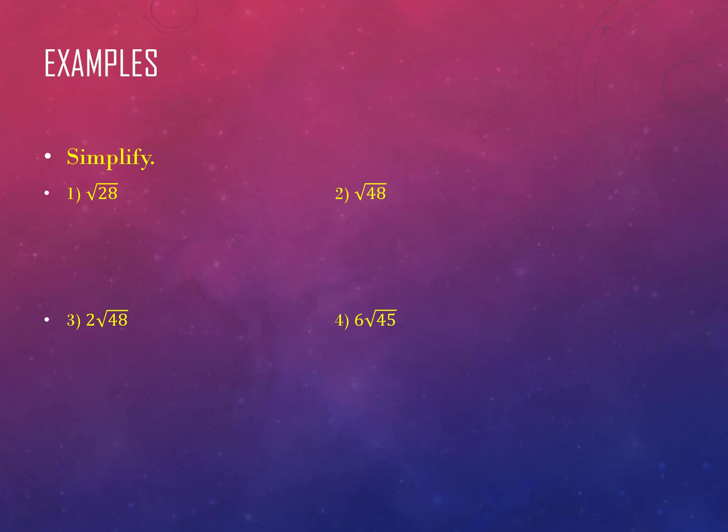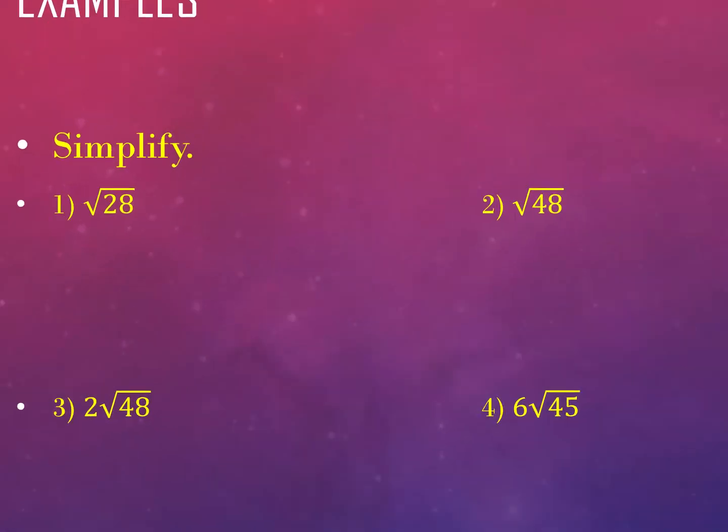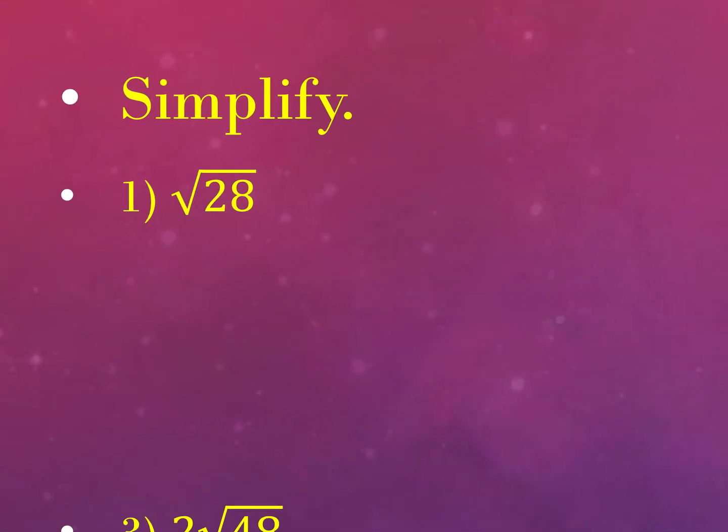All right, let's work through some examples. So the directions will just say simplify. I'm going to look at square root 28 and say, okay, I know square root 28 can get broken down. 28 would be 2 and 14, which is 2 and 7, and those are all prime. I need one pair of numbers to go to the outside. Here's my pair of 2s, so a 2 goes to the outside, and the 7 is left underneath.